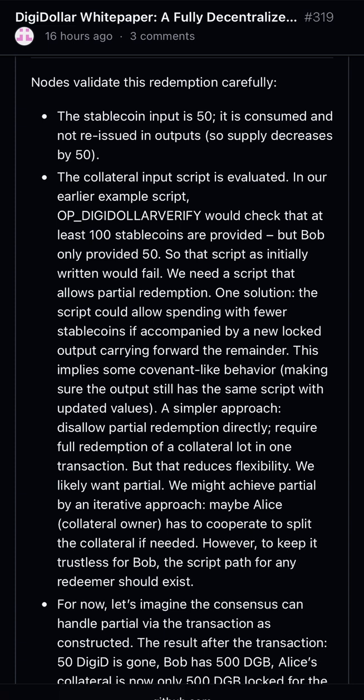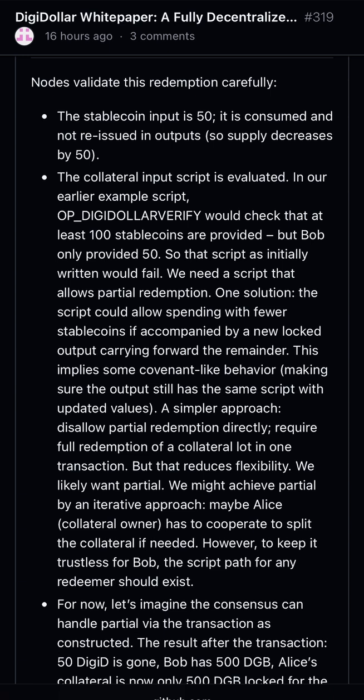One solution: the script could allow spending with fewer stablecoins if accompanied by a new locked output carrying forward the remainder. This implies some covenant-like behavior, making sure the output still has the same script with updated values. A simpler approach is to disallow partial redemption directly and require full redemption of a collateral lot in one transaction. But that reduces flexibility. We likely want partial.